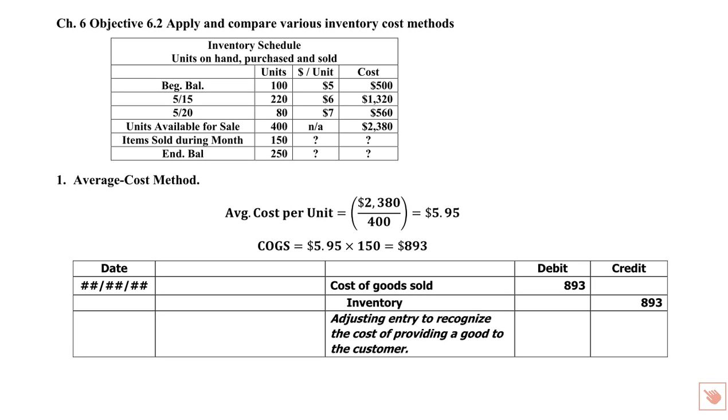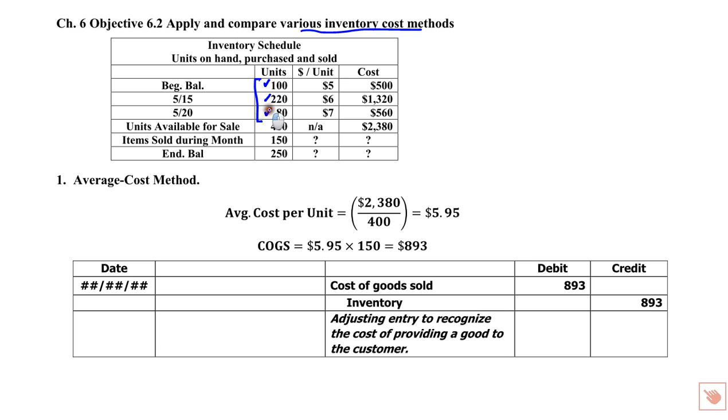This is Chapter 6, Objective 6.2. We're moving on to the various inventory cost methods. This is really the crux of doing inventory counting, learning these various methods. So we'll have the same schedule as before. If you've seen the other videos, here is the beginning balance.